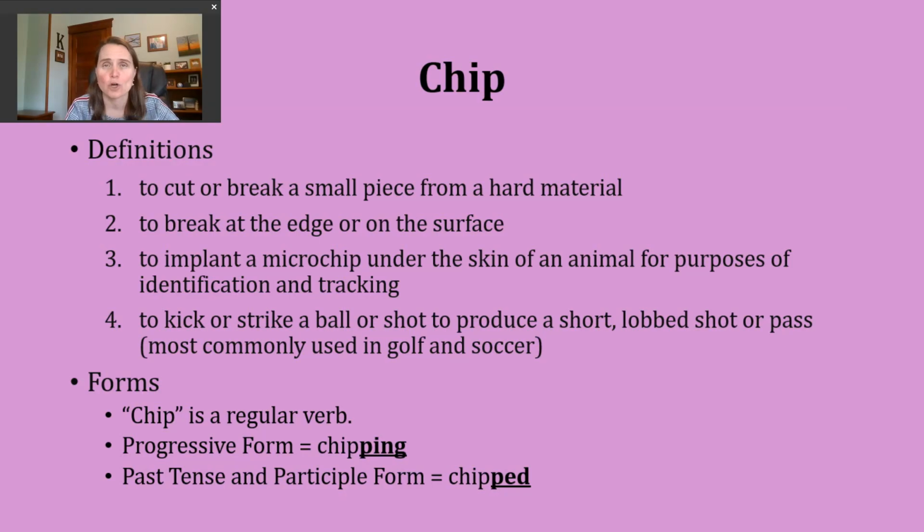The base verb, chip, ends in an unvoiced P sound. This means when I add ed to it, I'm going to make a T sound, and I'm not going to add an extra syllable to the verb when I pronounce it. So the past tense and the participle form of the verb should sound like this: chipped, chipped.